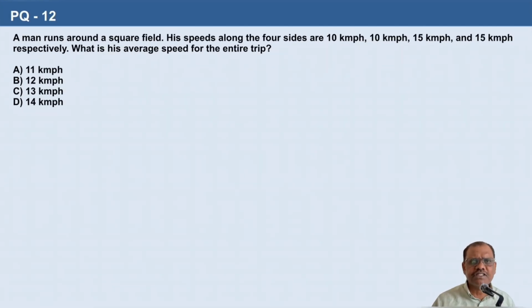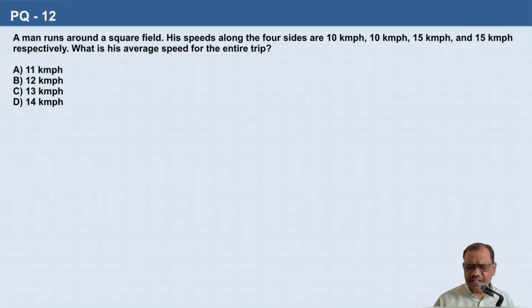Now let us see question number 12. A man runs around a square field. His speeds along the 4 sides are 10, 10, 15 and 15 kilometers per hour respectively. What is his average speed for the entire trip?